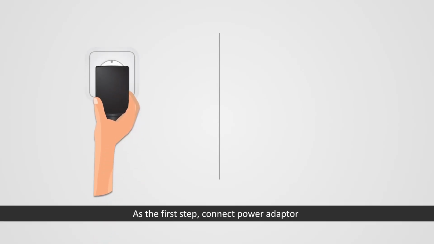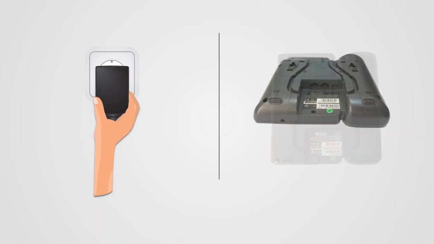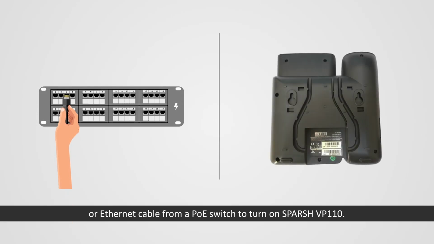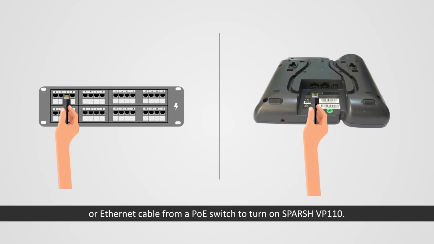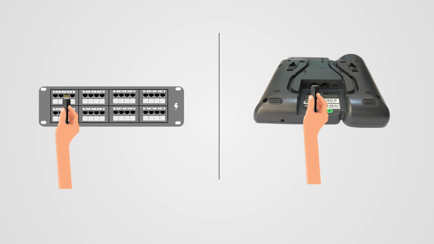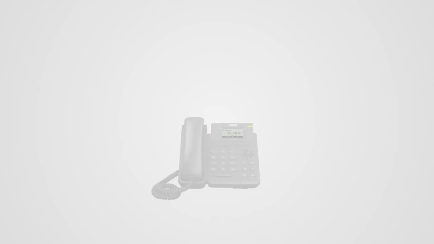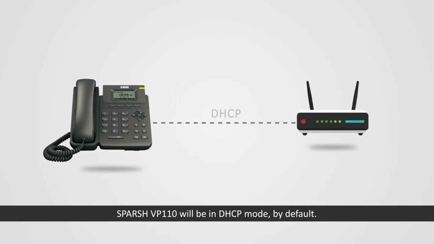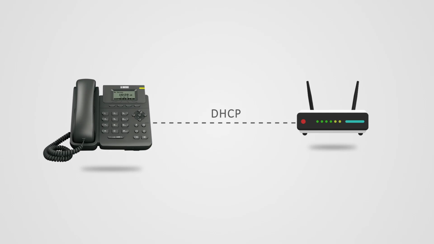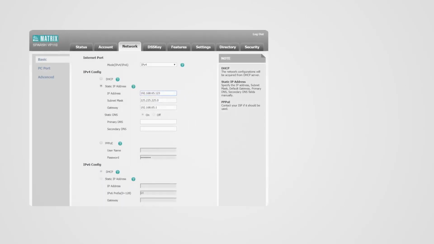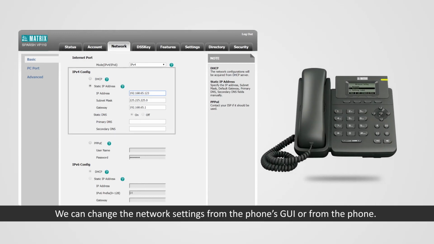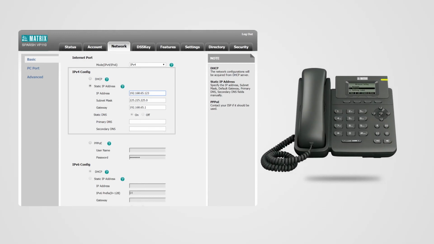As the first step, connect power adapter or Ethernet cable from a PoE switch to turn on SPARSH VP110. SPARSH VP110 will be in DHCP mode by default. We can change the network settings from the phone's GUI or from the phone.